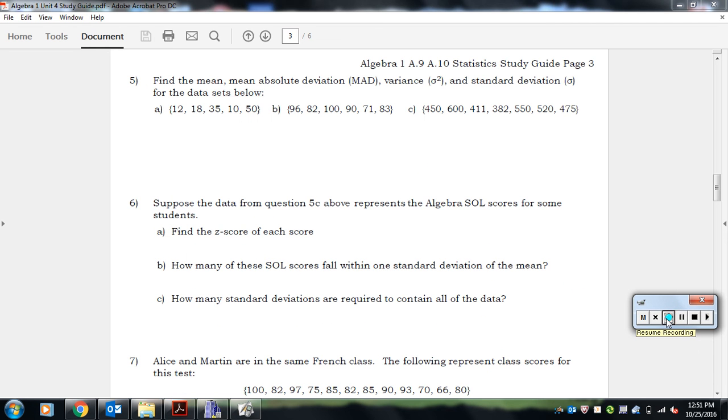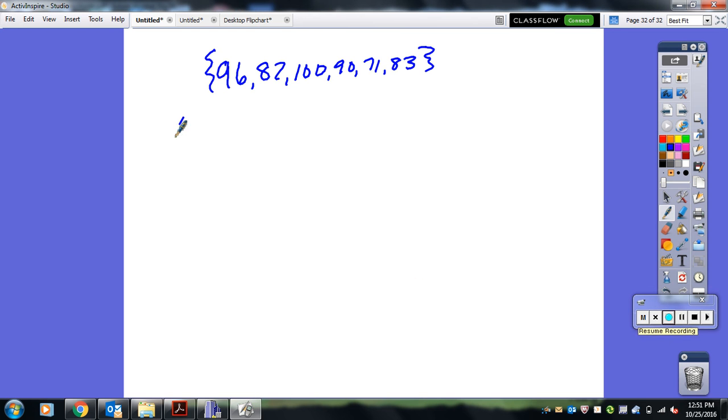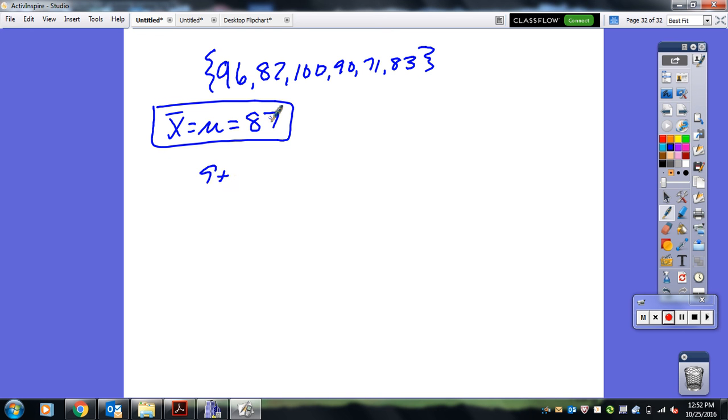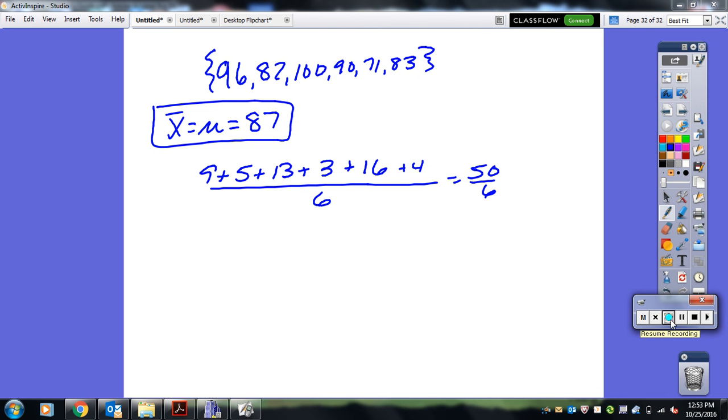Going back to the actual study guide, let's do part B. 96, 82, 100, 90, 71, and 83. First thing I have to do is find my average, my x bar, or my mu, which is add them all up and divide. And my average is an 87. To find the mean absolute deviation, they go the distance away. So 96 to 87 is 9. That's 5. That's 13. That's 3. That's 16. And that is 4. Divide by 6 because there are 6 of them, which is 50 divided by 6, which is 8.3 repeated.